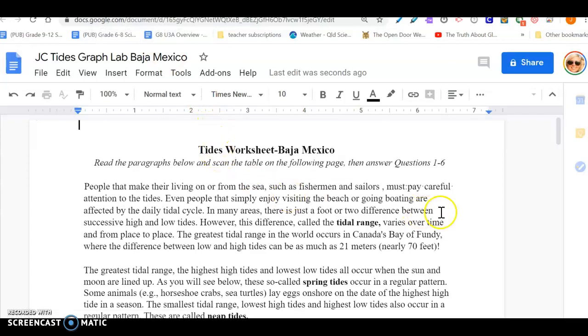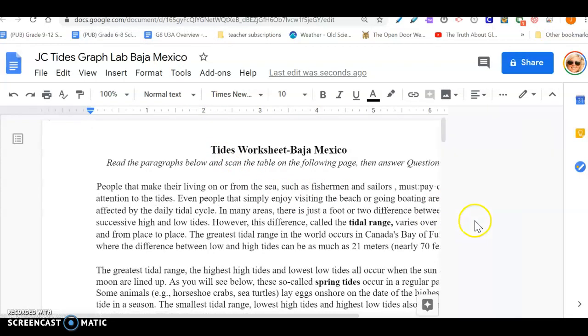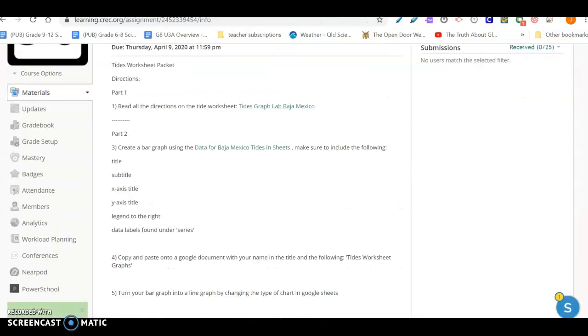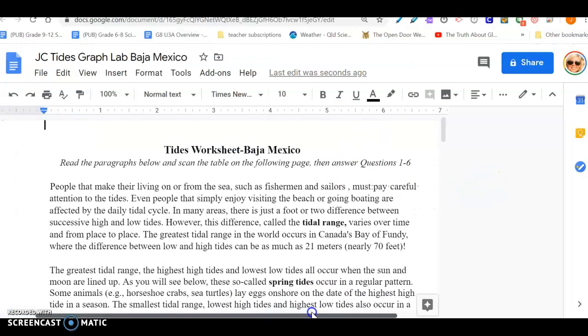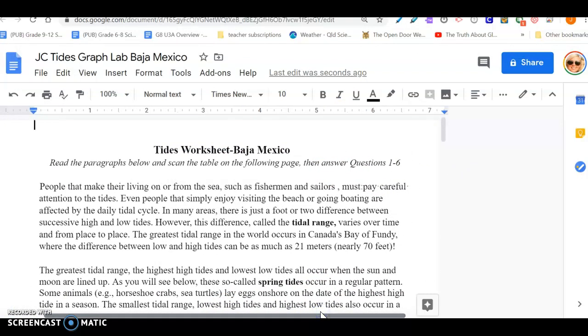This is the Tide worksheet. So let me go back and show you again here. It says read all the directions on the Tide worksheet, Tides Graph Lab, Baja, Mexico. So here's the copy I made. And the directions are as follows. It says read the paragraphs below and scan the table on the following page, then answer questions 1 through 6. So I'm going to read the paragraphs for you.